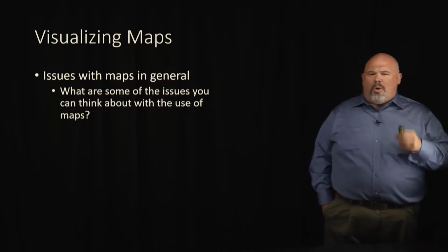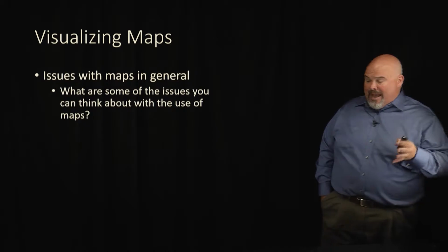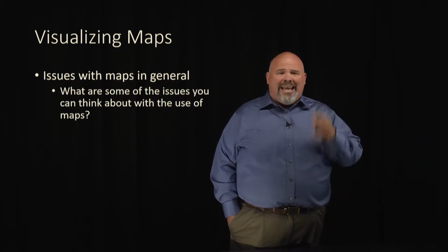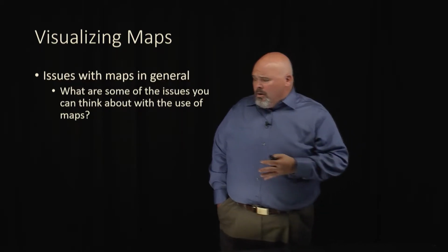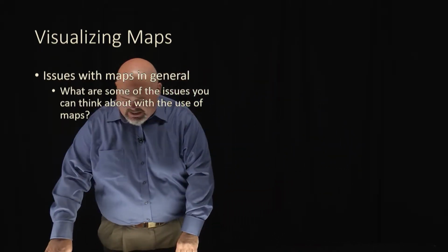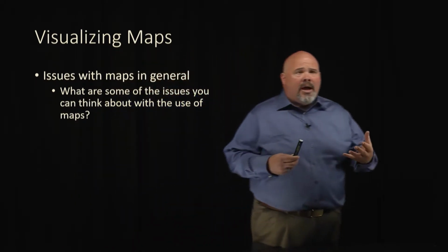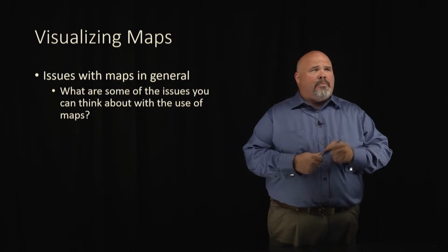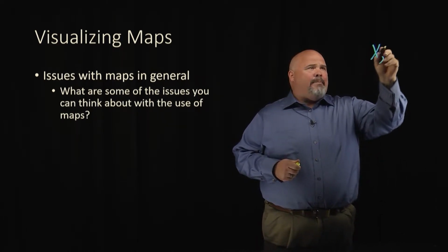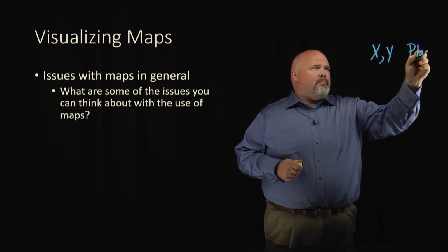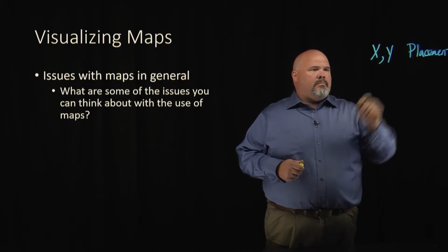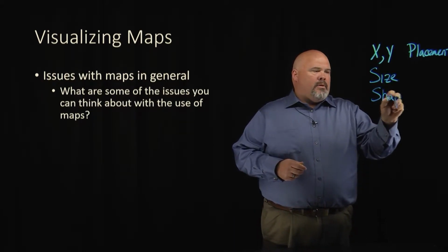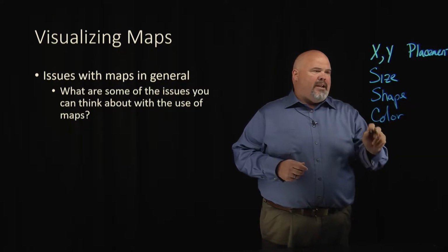So, what do you think if we decide to use a map? And I'm not against maps, I love using maps. What are some of the general issues with maps? We've already discussed that there's a maximum of 6 dimensions that we can use in a two-dimensional map. We can use X and Y placement. We can use size, shape, color, and animation.